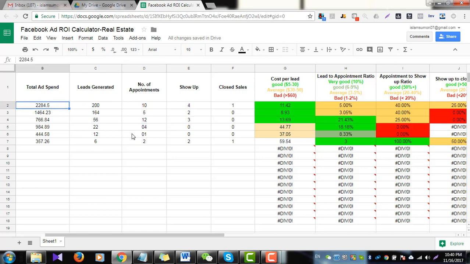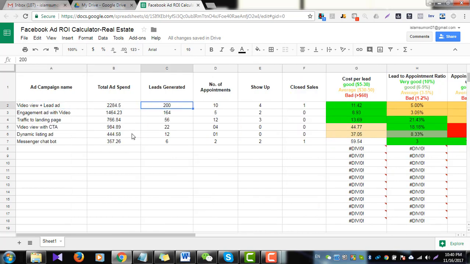So let's say you spend $2,284 for a month on a video ad, for example, and as a result of that you generated 200 leads. Your metrics for the lead generation tell you whether the amount of leads that you have collected for the ad spend is okay or not.